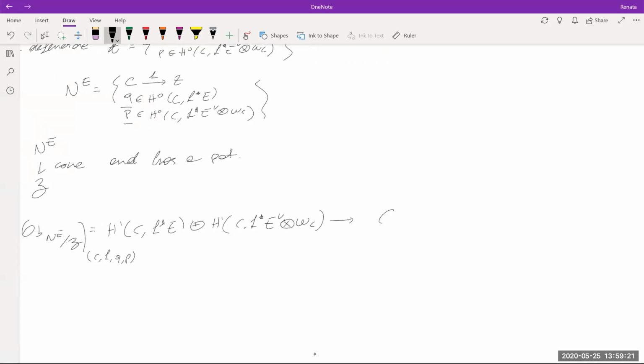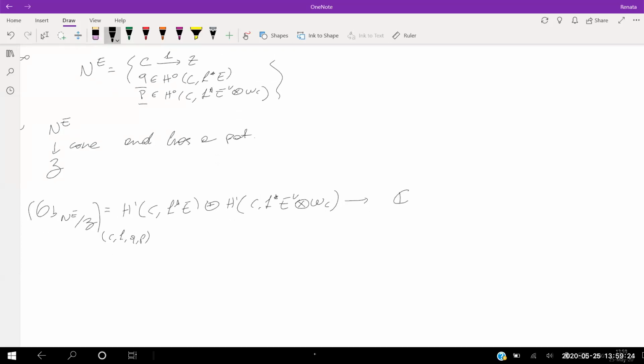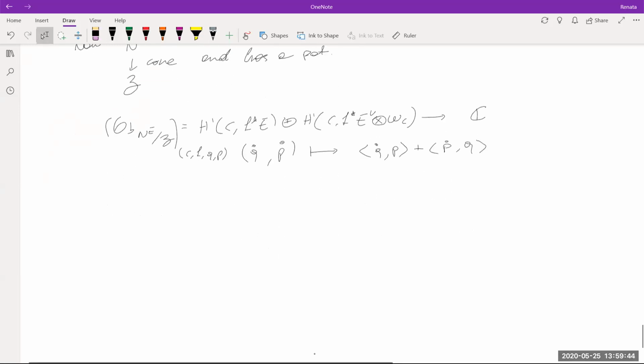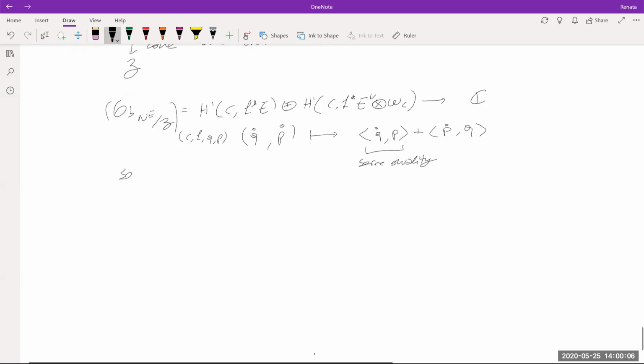And the cosection is now given by just Q dot P dot maps to Q dot P plus P dot Q, just product rule. And yes, it has this nice expression. So clearly the vanishing locus of this... now the pairing here is Serre duality, and that's why we need to replace the dual of the vector bundle with the dual of the vector bundle tensor omega C.